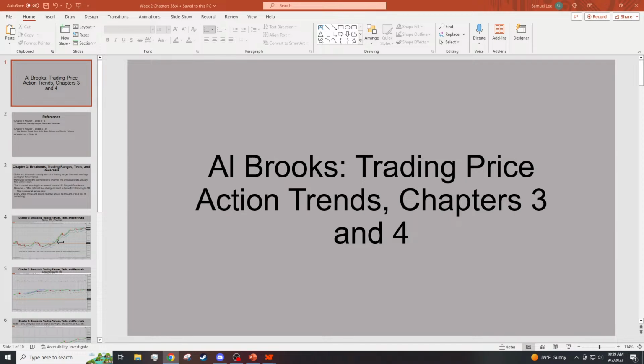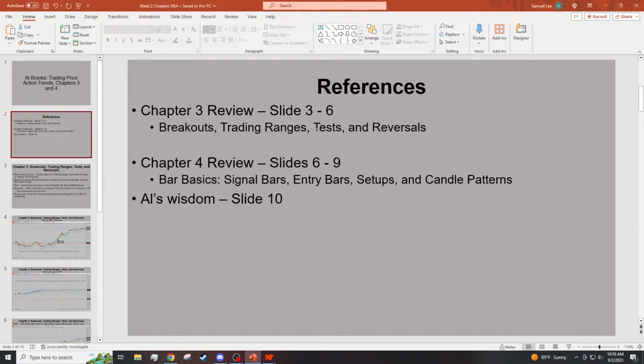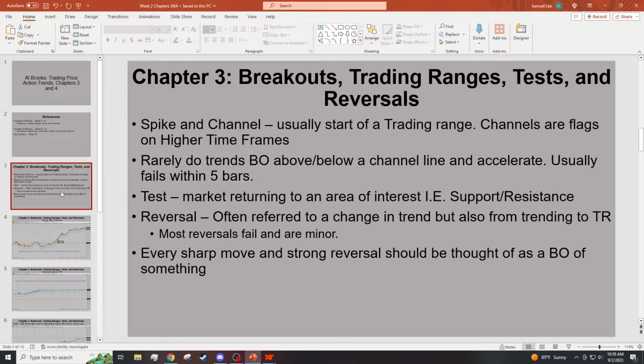But today we're gonna go over chapters 3 and 4 of Trading Price Action Trends, and of course here's a reference slide for whenever you either download the PowerPoint from the Discord or want to look through here. So chapter 3 talks about breakouts, trading ranges, tests, and reversals.